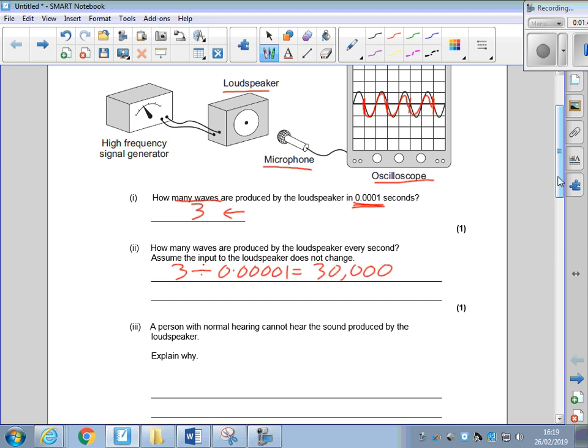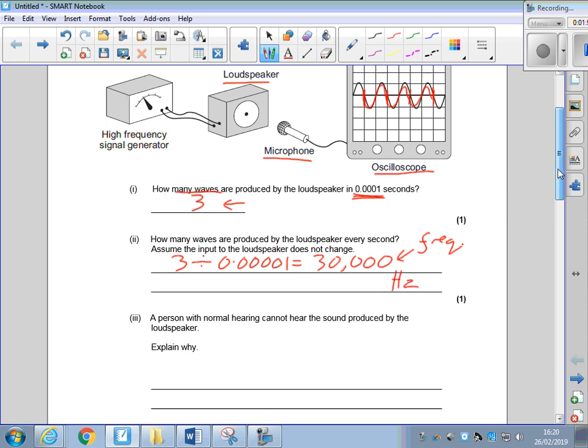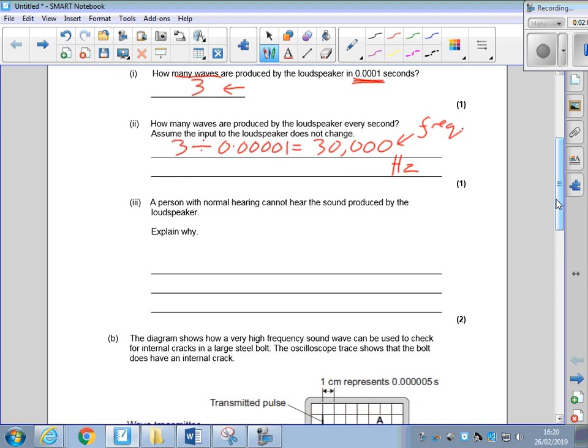Why are we interested in how many waves in a single second? Well, because this is the frequency. That's what frequency means: the number of waves in a second. So what we've worked out is that our sound wave has a frequency of 30,000 hertz. And you need to understand that for the next part of the question.